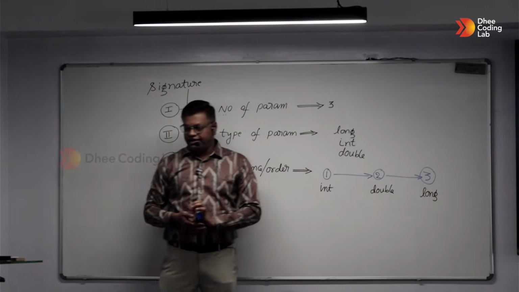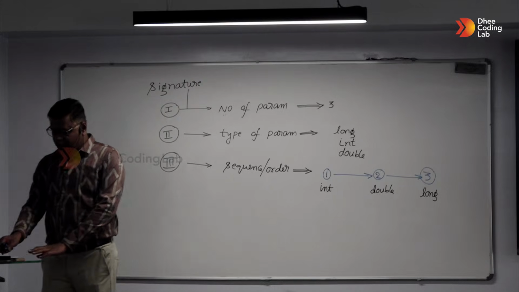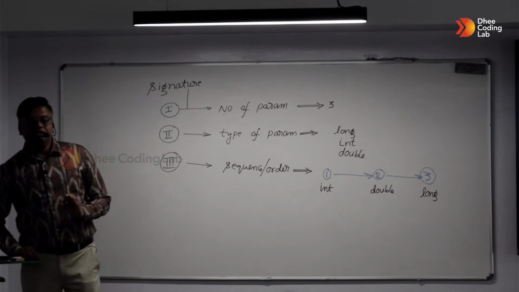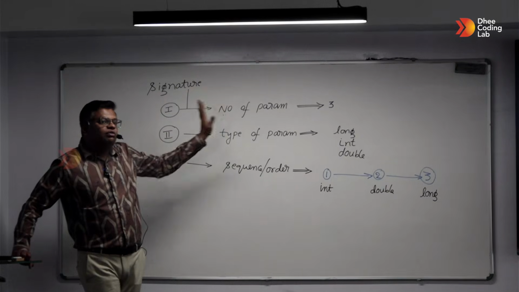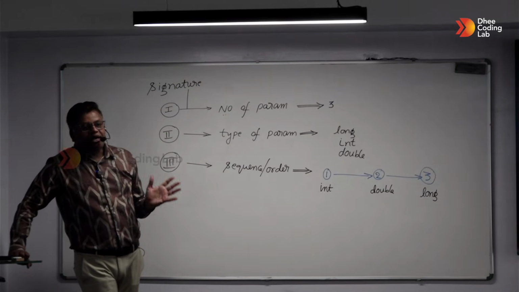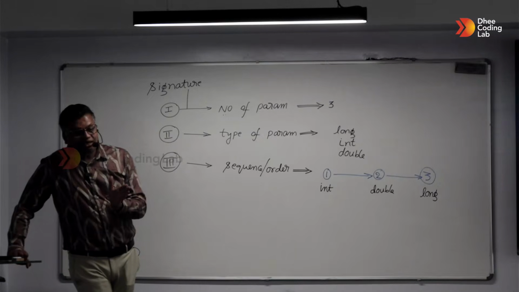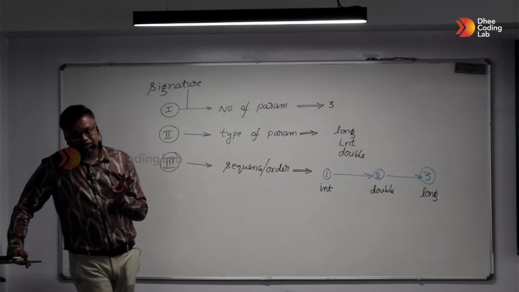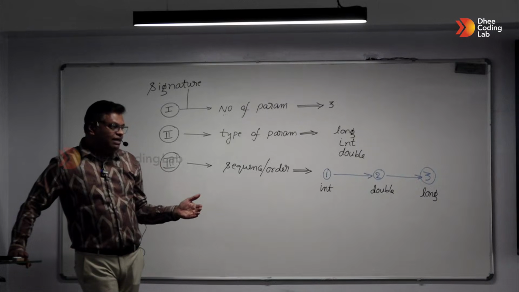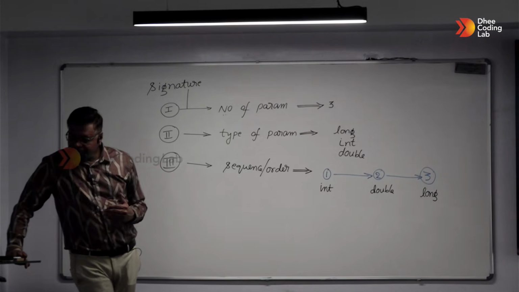These three criteria which are used to describe the parameters are technically called what? Signature. So signature is the one which is used to describe the parameters of a method or a constructor, because the parameters are applicable not only for a constructor, they are even applicable for a method. Are we clear now? Alright.